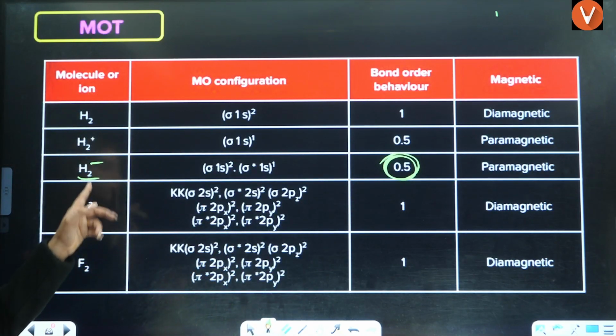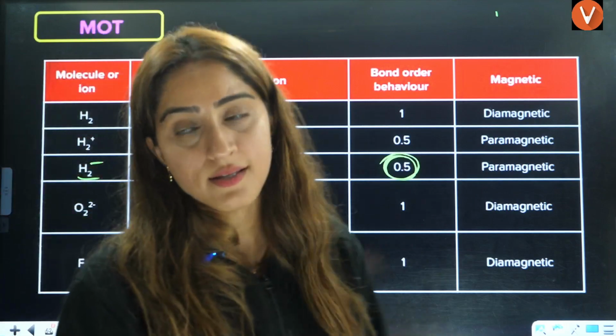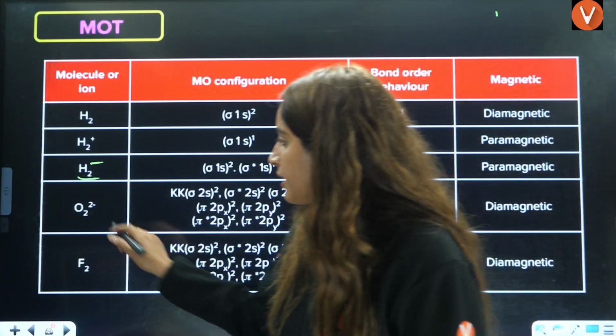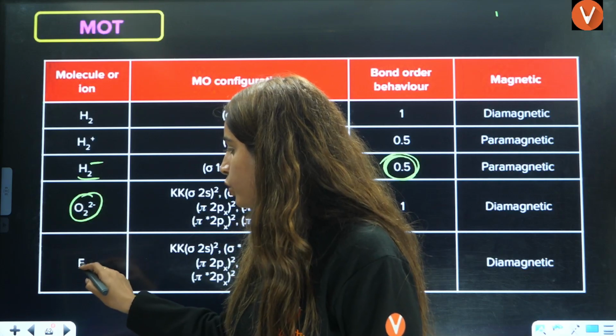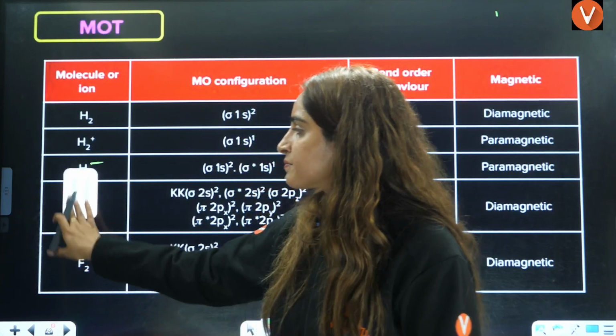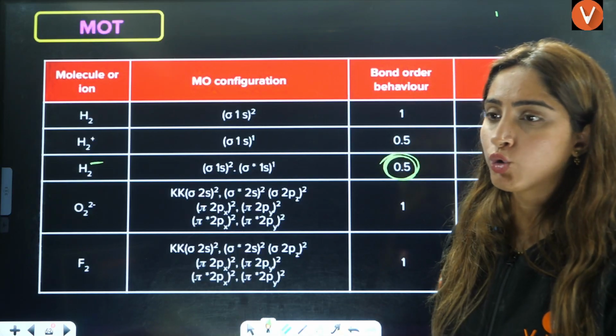That is the reason H2 negative also does not exist. It is an unstable molecule, right? Now let us see O2 and F2 here. If you talk about O2, let us talk about O2.